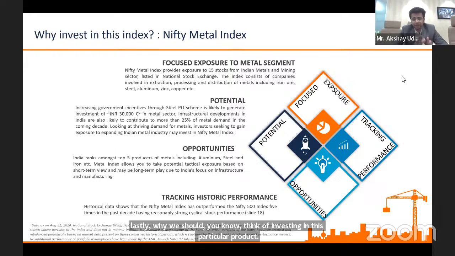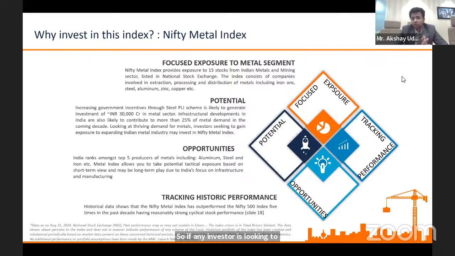And lastly, why we should think of investing in this particular product. If any investor is looking to take exposure to the metal sector, this is a one-stop product for you. You get exposure to the entire large, mid, small metal and mining companies listed on the National Stock Exchange, and all these companies are involved in extraction, processing, distribution of metals: iron ore, steel, aluminum, zinc, copper. India has a major play on iron, steel, aluminum, and the other minor minerals like zinc and copper.